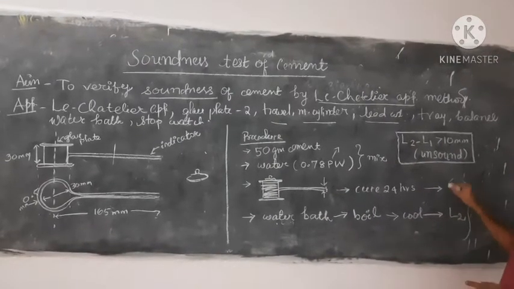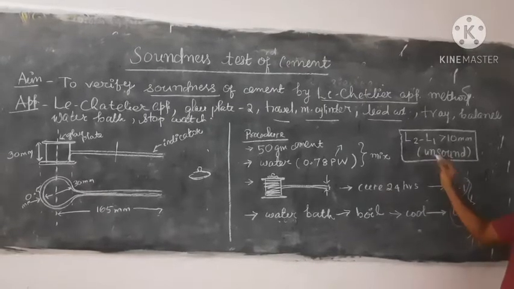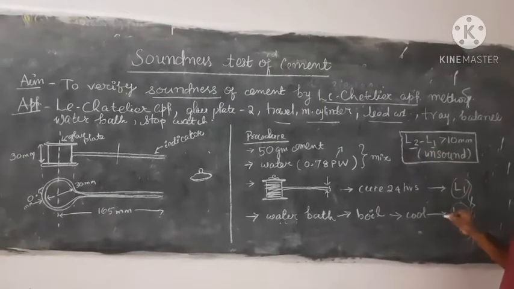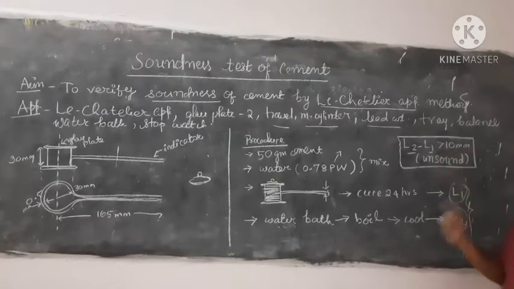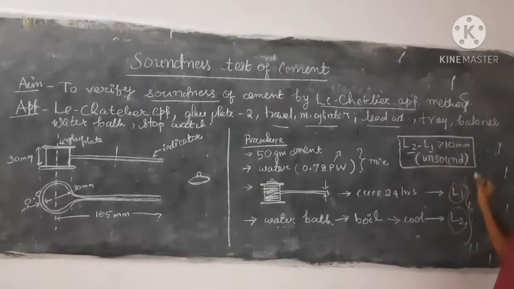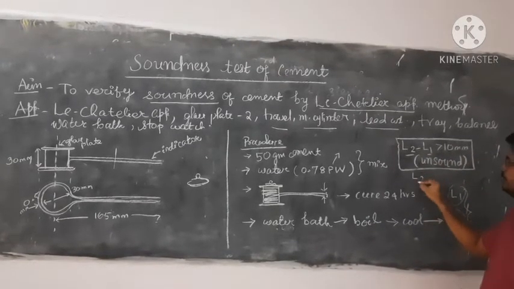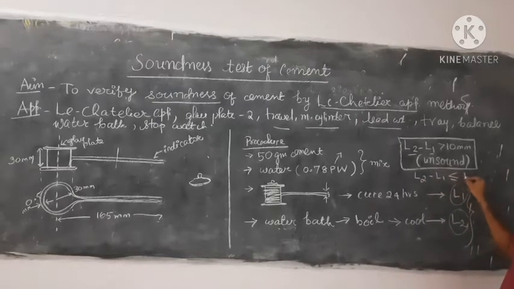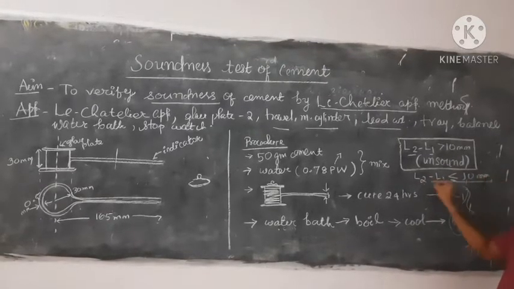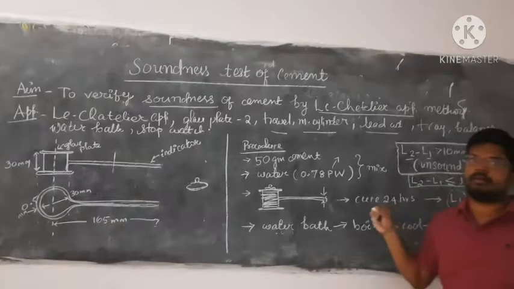So we will get two terms, L1 and L2. If L2 minus L1 is greater than 10 mm, then our cement is unsound. So for soundness, L2 minus L1 should always be less than or equal to 10 mm. Okay, let's do the practice.